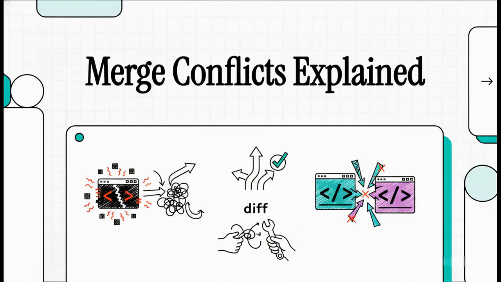Well, welcome to this explainer. Today we're going to completely demystify this process. We're going to understand exactly why merge conflicts happen, how Git actually detects them, and why they're honestly not nearly as scary as they look. So let's just jump right in.